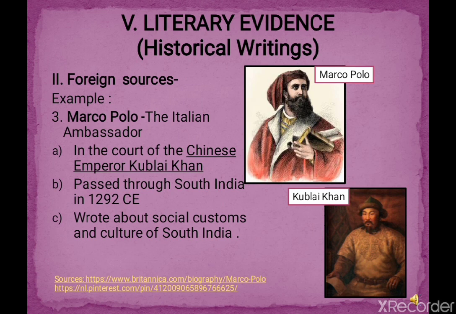Foreign source example number 3, Marco Polo. He was the Italian ambassador in the court of the Chinese Emperor Kublai Khan. He passed through South India in 1292 CE, and he wrote an interesting account of the social customs and the culture of South India.